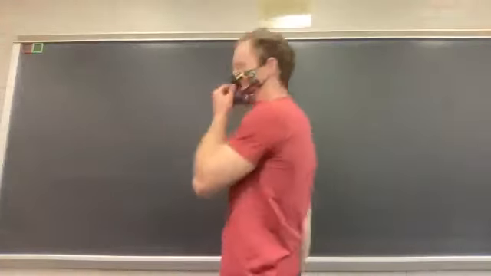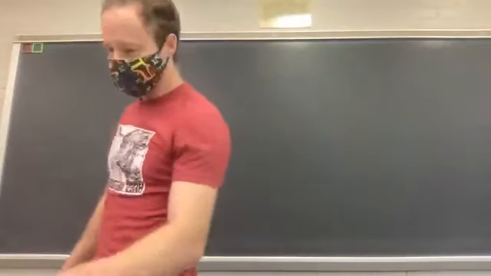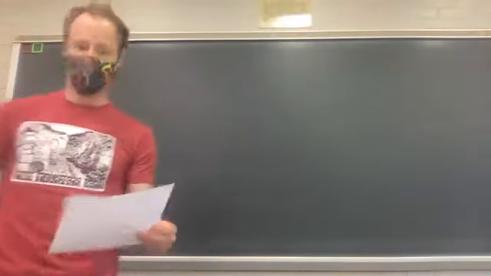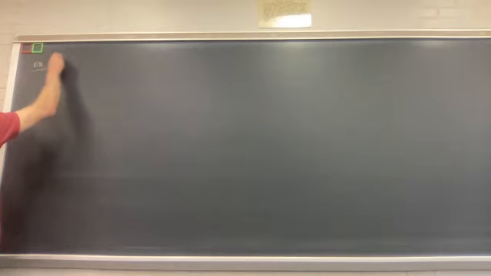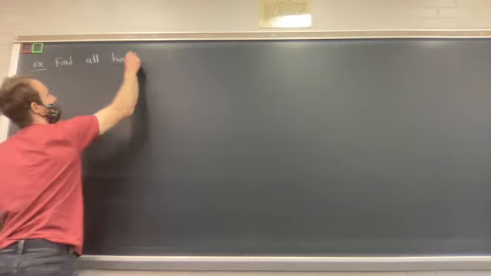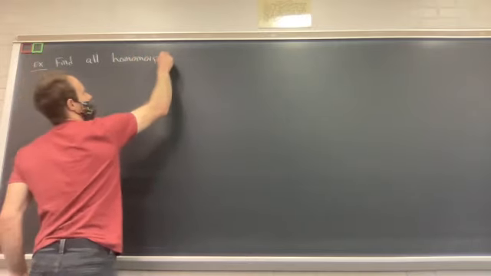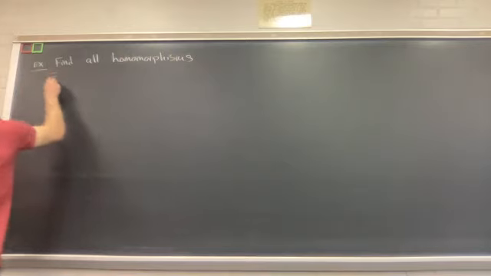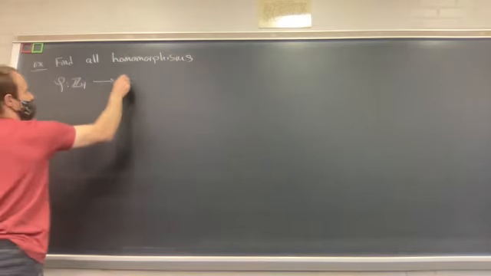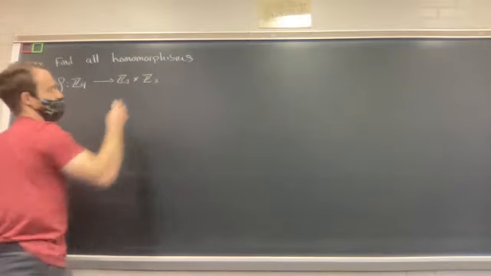Okay, so let's do a couple of examples real quick, and then we will work through some problems that are in the homework. So I first want to look at this example. Find all homomorphisms phi from Z4 to Z2 cross Z2.